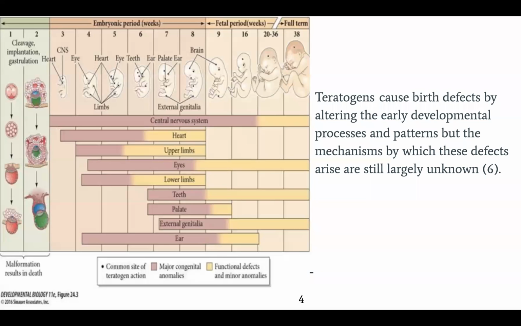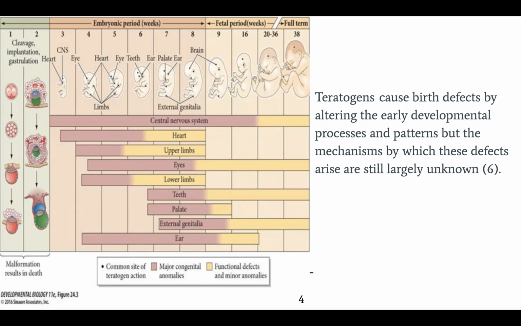Human development is divided into two sections, as observed in this diagram. Weeks 1 through 2 are the embryonic period, and weeks 3 through 38 are the fetal period. If a teratogen is introduced at any point during development, there is a risk of the offspring having a birth defect. But if a malformation arises during the embryonic period, the embryo will be aborted by the body, with the mother likely not knowing she was pregnant.